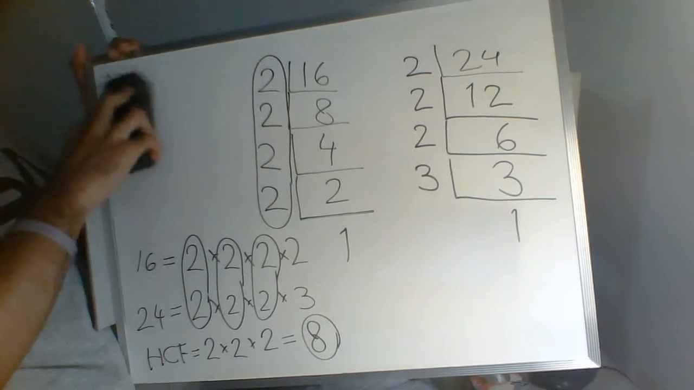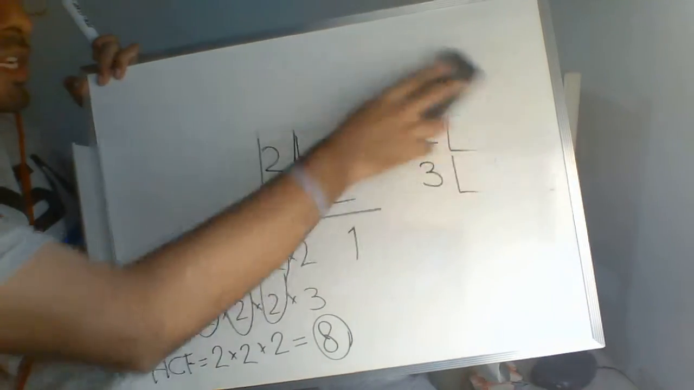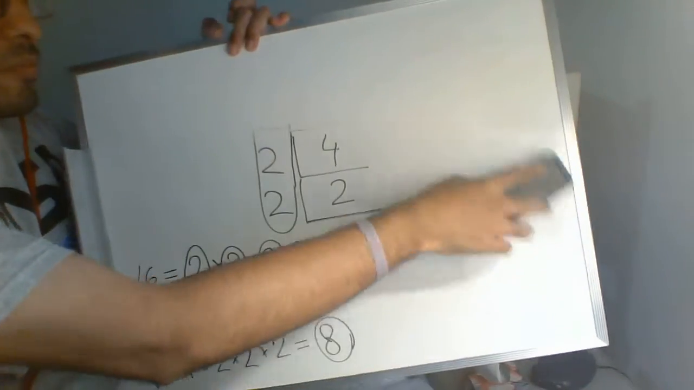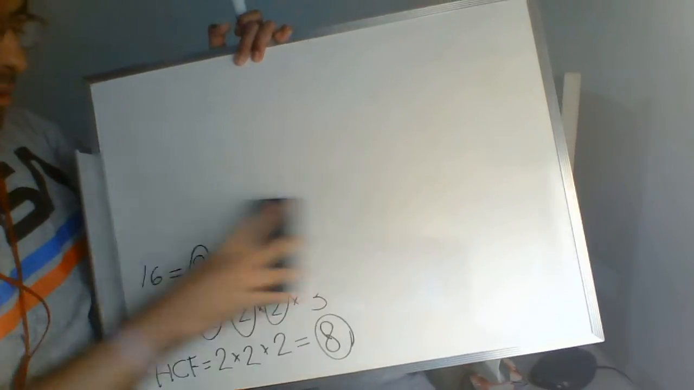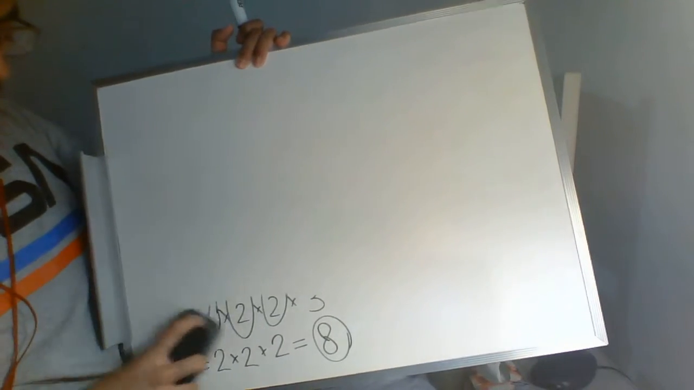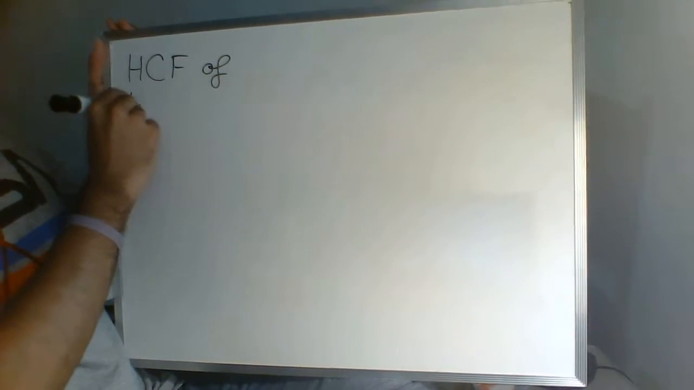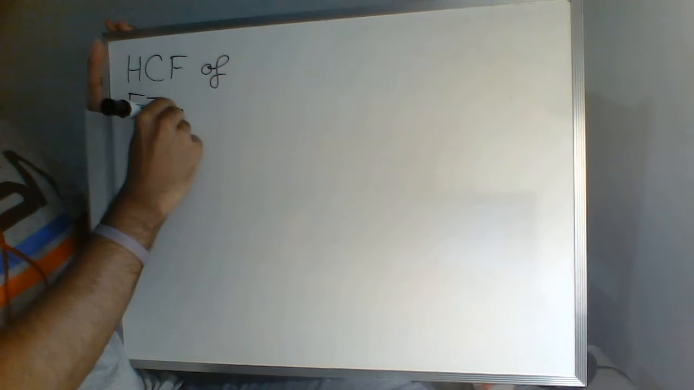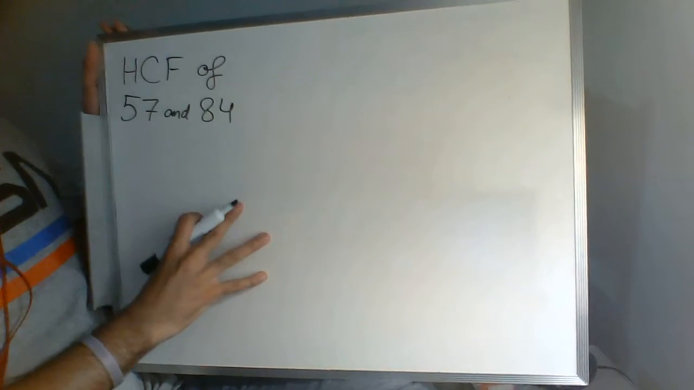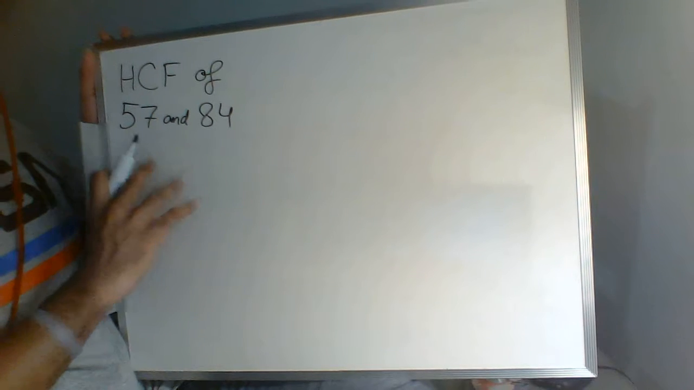It's unfortunately going to have to be a little bit quick if I don't want this video to get insanely long. So we're going to do the same thing that we just did, but we're going to do it with some much larger numbers. And we're actually going to take a little bit of a shortcut, because we're going to try and find the highest common factor of 57 and 84.